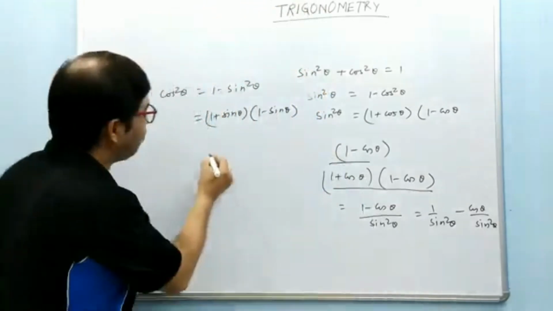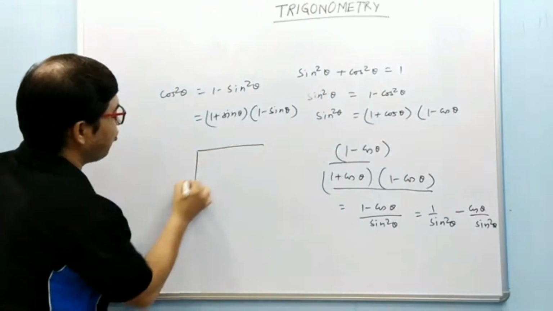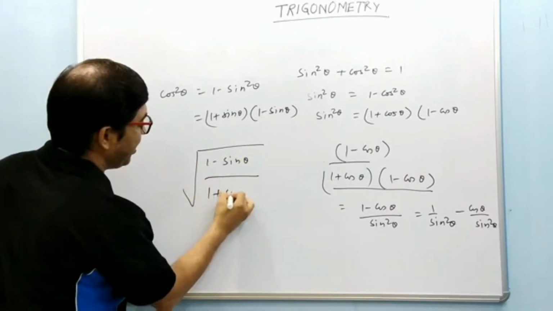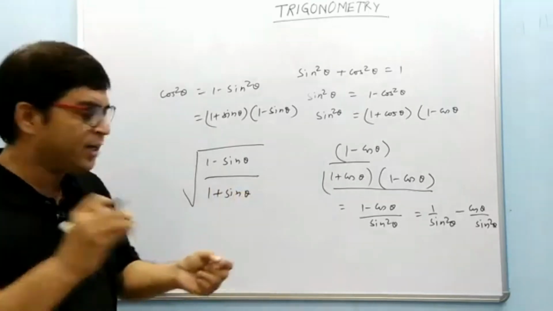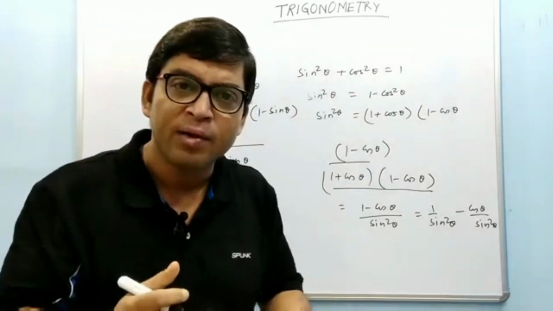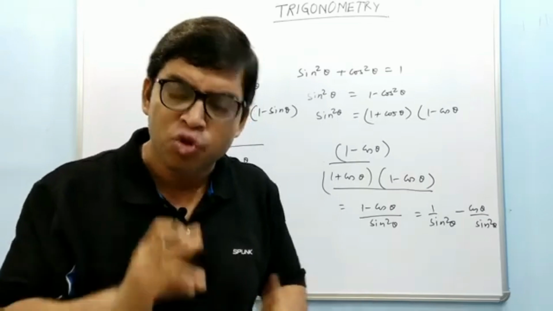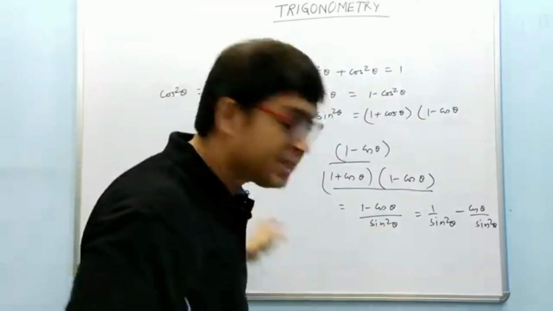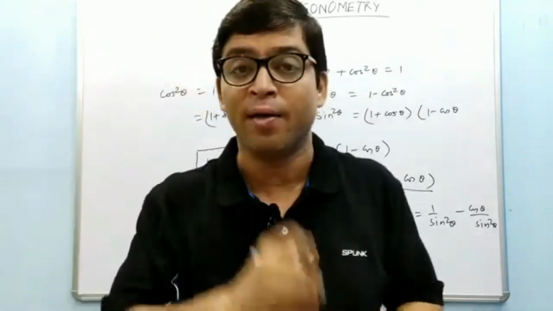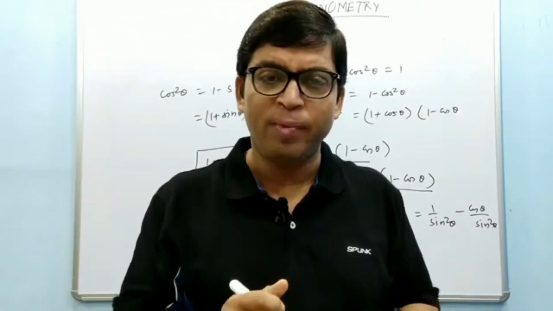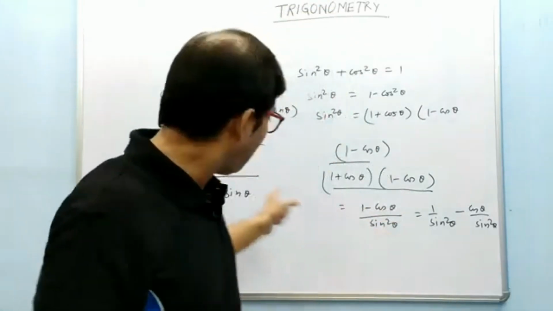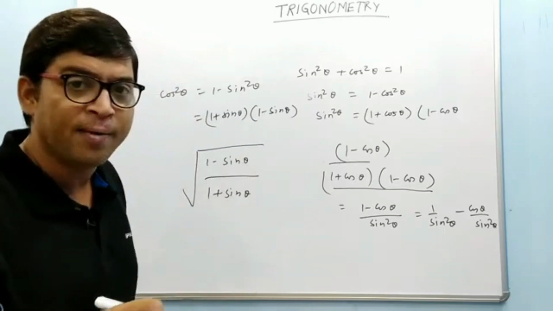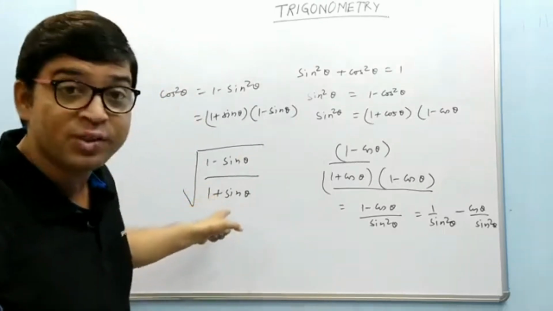Sometimes what we get is like this: 1 minus sine theta divided by 1 plus sine theta, and we have to prove it equal to something without a denominator. So we have to get rid of the denominator. What we will do is just rationalize the denominator. Suppose we want 1 plus sine theta in the denominator. So we will multiply both numerator and denominator by 1 plus sine theta. Now I am just getting rid of this denominator.